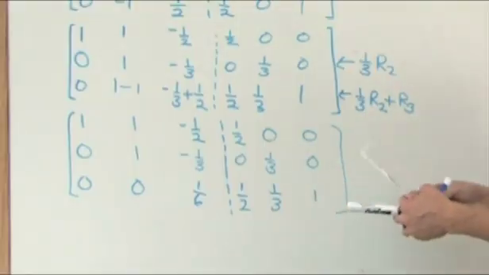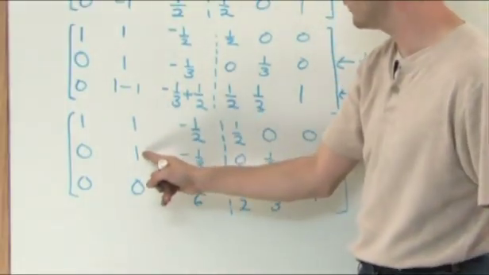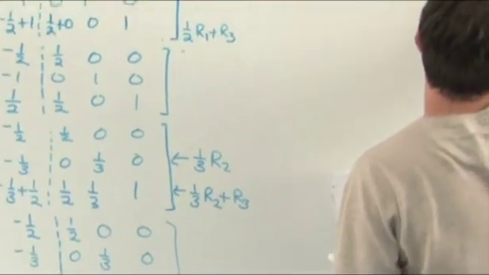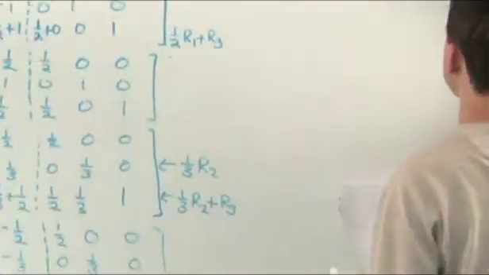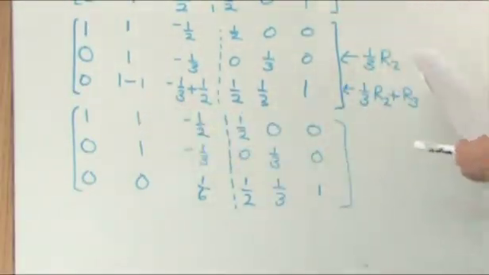Now, at the same time, we want to make this guy a 0. So what we can do there is multiply this row by -1 and then add it up there. So for this one, negative row 2 plus row 1. Negative of the second row, adding it up here, is going to give us a 0 up there.